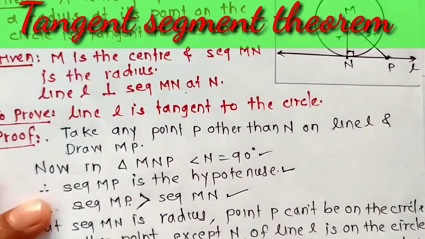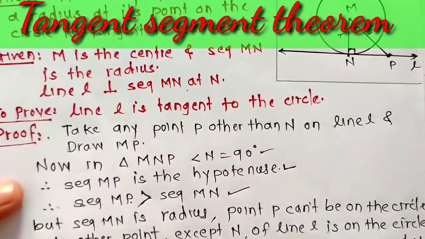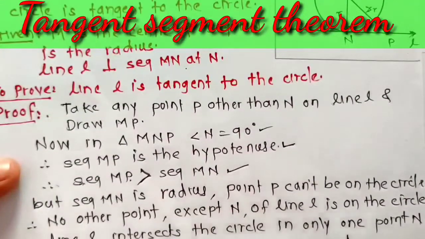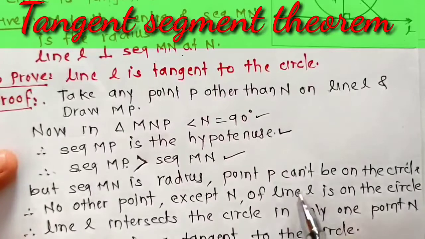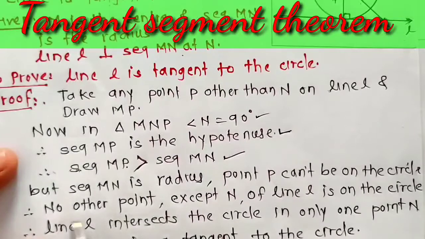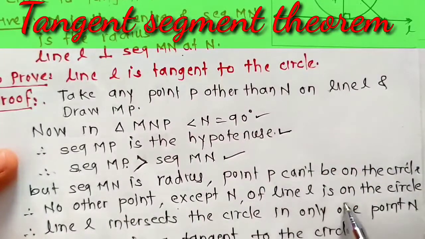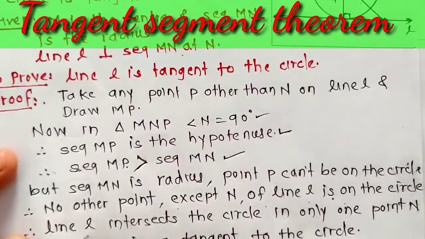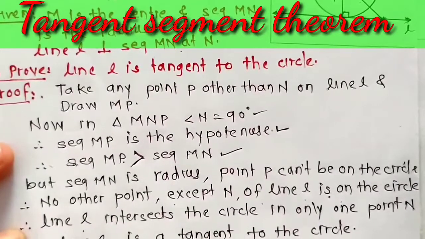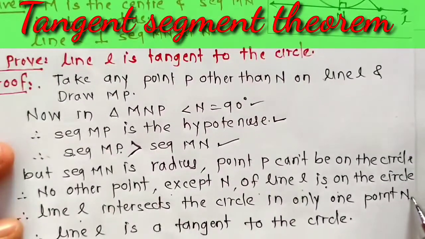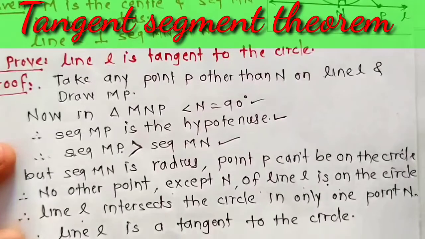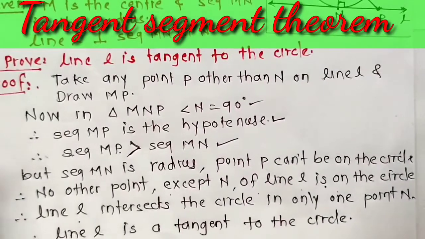Greater than radius means it is not on the circle, but segment MN is the radius, and point P cannot lie on the circle. So no other point except this N of line L is on the circle, and therefore line L intersects the circle in one and only one point, and the line which intersects the circle in one and only one point is called a tangent to the circle. So in this way we can directly prove this.